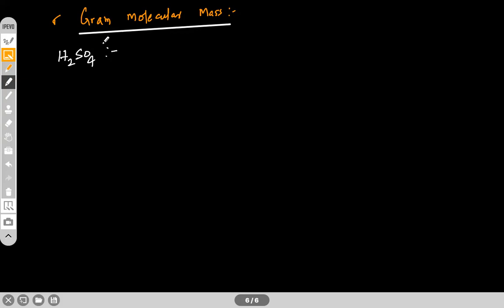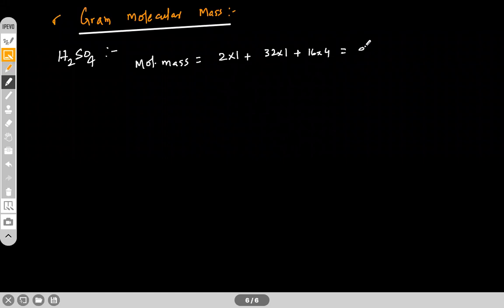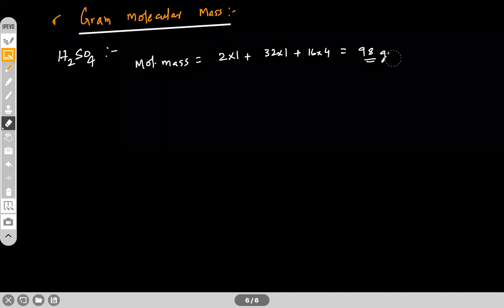Could you tell me the molecular mass of this? The molecular mass is 2 into 1 plus 32 for sulfur and 16 into 4. This value is 98. So 98 AMU, not gram. Because it is molecular mass, so 98 AMU.